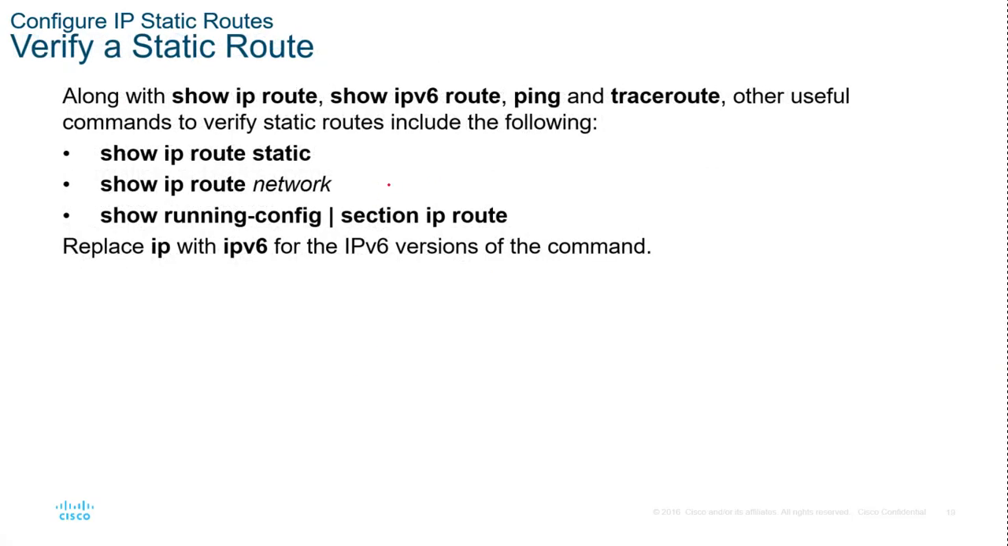Verifying static routes. We have to use the command show ip route static, show ip route then the network, or show running-config section ip route, all this. But if you have to deal with IPv4, deal with IP; to deal with IPv6, use version 6.